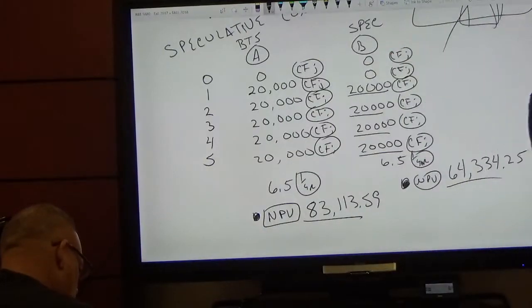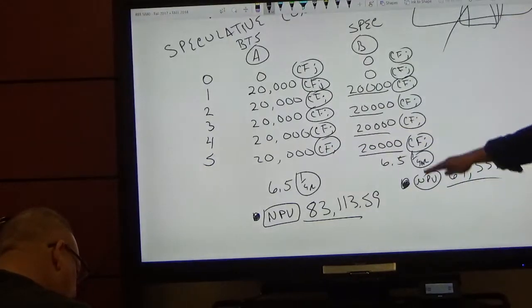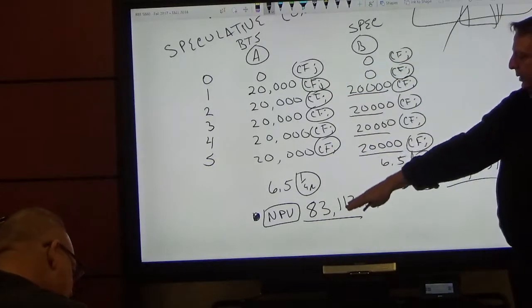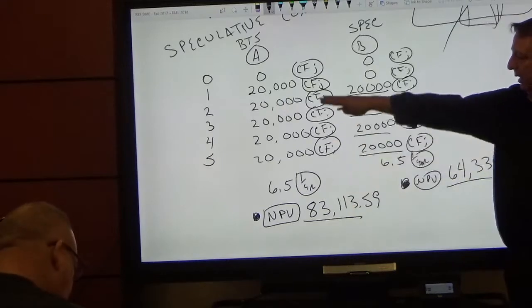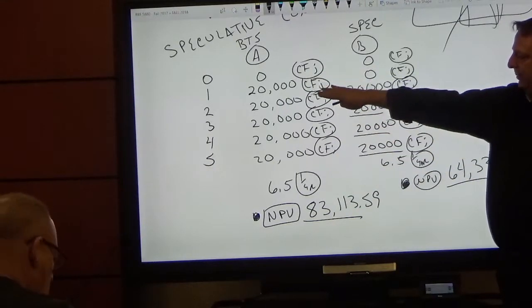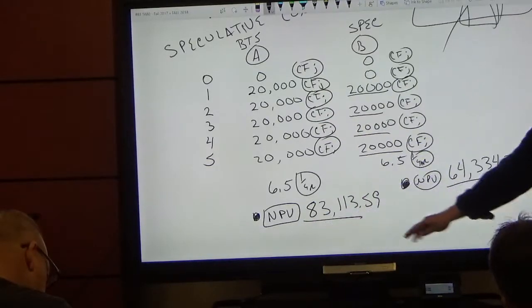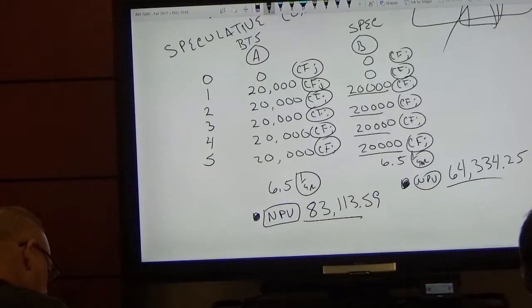So what we're saying, just as the initial way of looking at this, is that for the build-to-suit, the present value of the cash flows from getting immediate occupancy for 5 years, at the 6.5% discount rate, the value of that to us as the developer would be $83,000. Does that make sense? Okay.